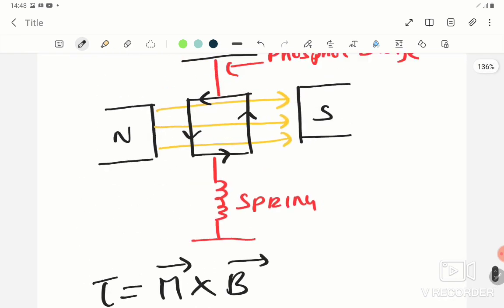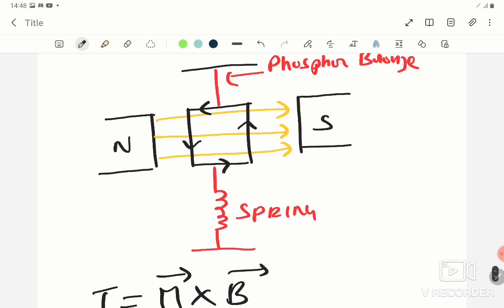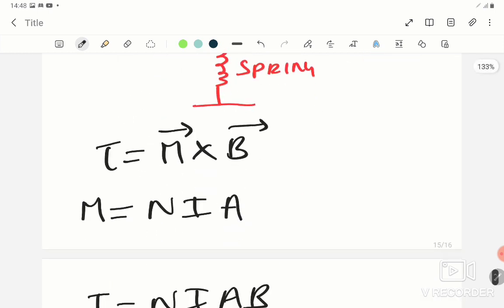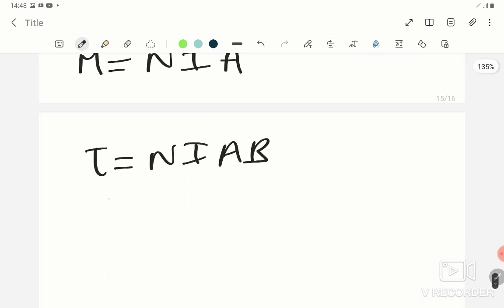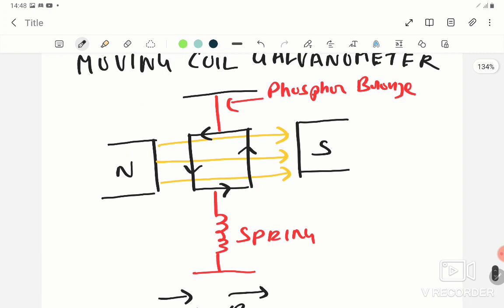Guys, here we construct it in such a way that area vector will be perpendicular to the magnetic field. Therefore guys, sin 90 will become 1 and therefore total torque acting on the loop will be given by NIAB. Now guys, because of this torque, this loop will try to rotate. But when it tries to rotate, we have connected this loop through a phosphor bronze wire to the supports at the both ends. Due to this, phosphor bronze will try to resist this rotation. In other words, it will apply a restoring torque.